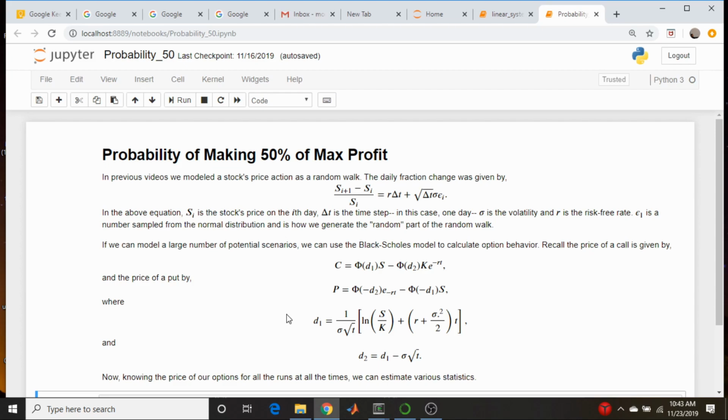So the only tricky part in here is going to be how do we write this code in an efficient way, and we're going to use a fully vectorized version of this to avoid looping over things.